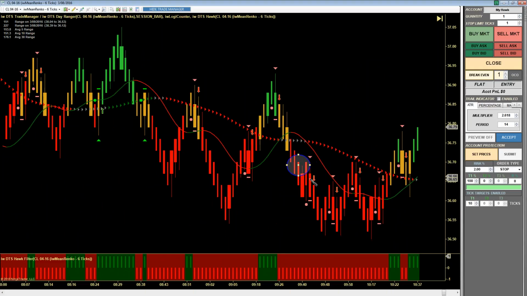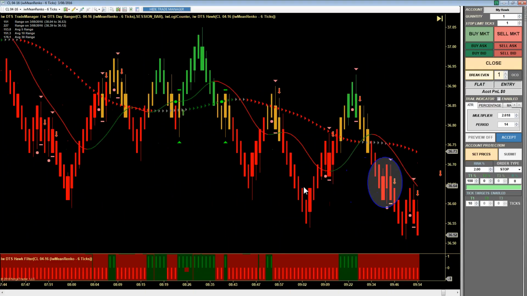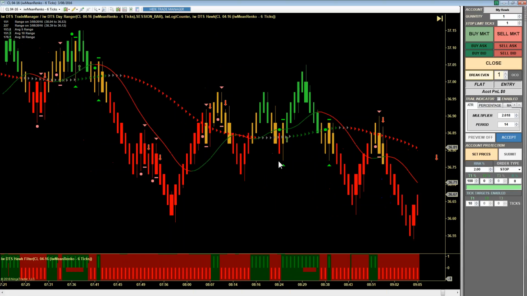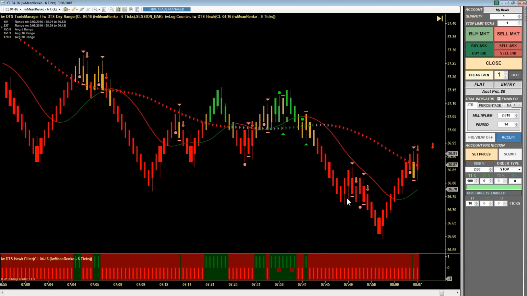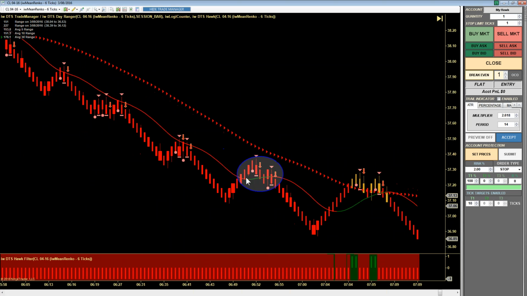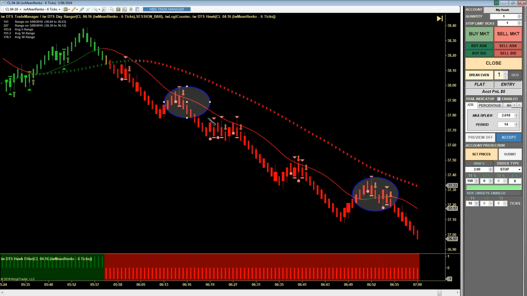Another first micro-macro cross. This would have been a nail biter because of all this yellow bar activity. It did work out. I'm not so sure I would have taken it given that the market was in that sideways range. Here's another first micro-macro cross signal that worked out. So you can see a very effective tool. Here's a macro pullback signal. Here's a first micro-macro cross signal.